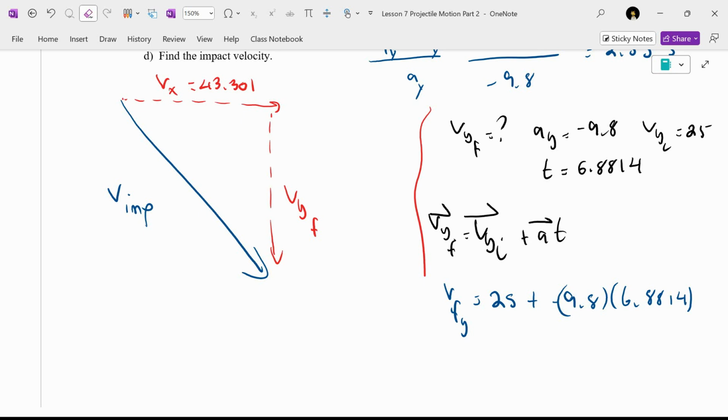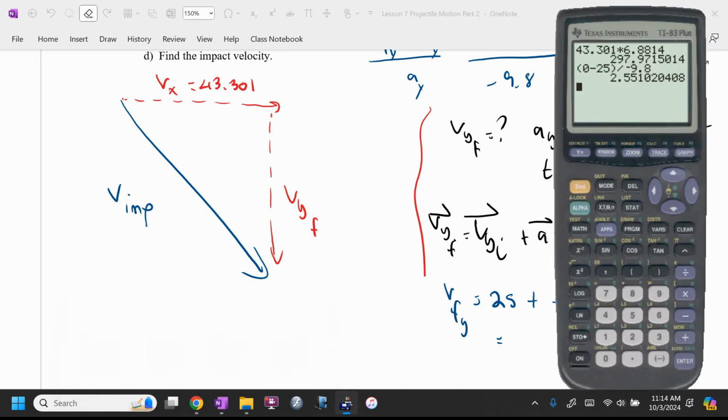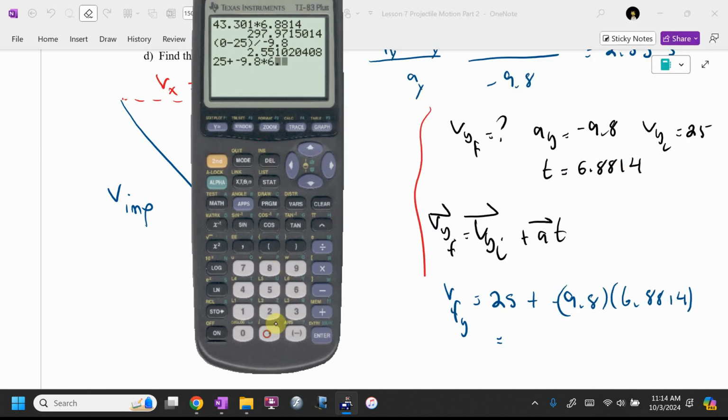Actually, what'd you get? 42 point, you know what, Mr. Dueck, why don't you type it in? 25 plus negative 9.8. I think you carried a few extra sig figs than I did. Or were you clever enough just to type in the trig function and say, I can do that instead of writing out the velocity? Is that what you're doing?